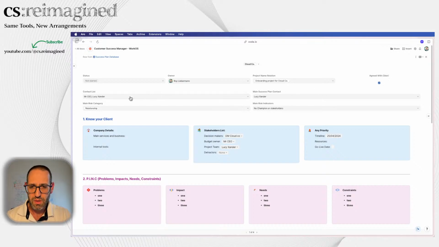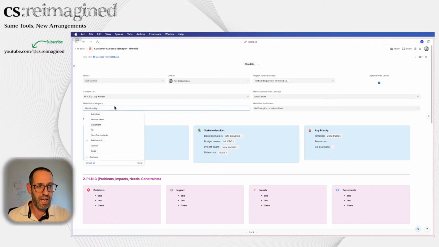Who are maybe the contacts that we have at that customer? Do we have a main success plan contact? That will be the person we'll go to. We want this person to be as engaged as we can, because we need a lot of information coming in for the build-up of this plan.